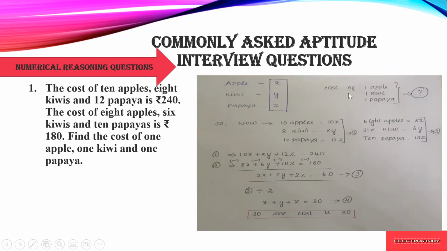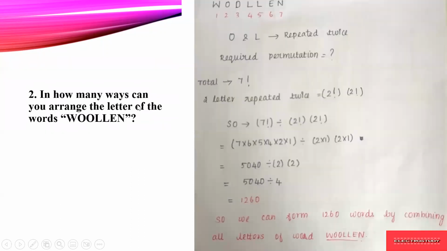Now this is the equation you have got. But what you have to find is the cost of one apple, kiwi and papaya. So divide this by 2, because x is representing 1 apple and y is representing 1 kiwi, while 2x is the value of 2 apples, 2 kiwis, 2 papayas. When you divide by 2, you will get x plus y plus z is equal to 30. Now you can conclude that the cost of 1 apple, 1 kiwi and 1 papaya is 30 rupees. Understood?